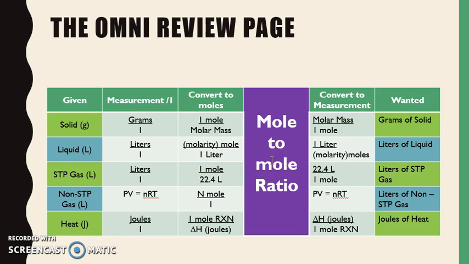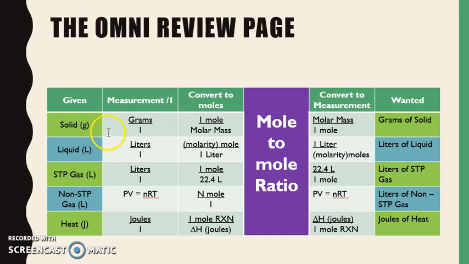Now remember that the goal of all stoichiometry is to simply get us into moles so that we can apply a mole-to-mole ratio. Once you're in that mole-to-mole ratio, you don't have to go back to the same units that you did before. You can go to any new units that you need.